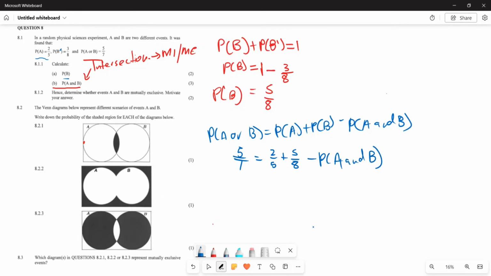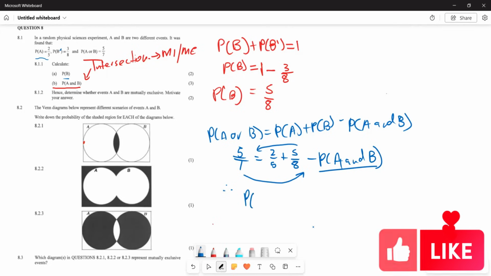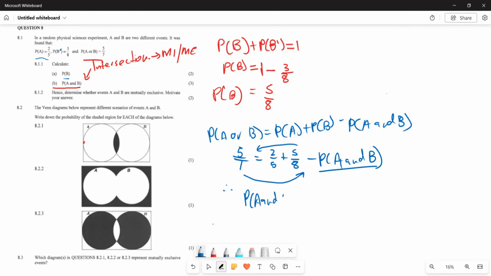After that, you take this probability of A and B, transpose it to this side and take this value to the other side. So the probability of A and B is going to be 2 over 5 plus 5 over 8, subtract 5 over 7. And the answer that you are going to find after you have done that is going to be given by what?